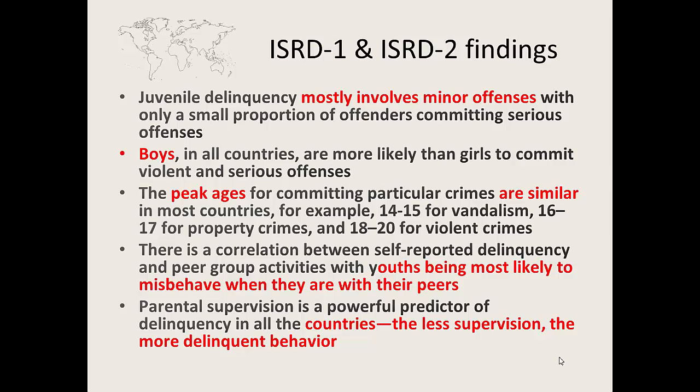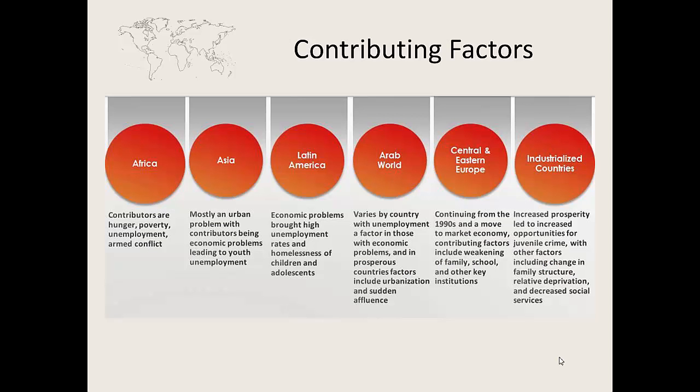The last one mentioned there is that parental supervision is a powerful predictor. In all the countries studied, the less supervision, the more delinquent behavior that was found. So this is a good way, I think, to remind ourselves that when we're talking about juvenile delinquency specifically, we're talking about a kind of behavior that is fairly consistent amongst juveniles regardless of which country we find them in.